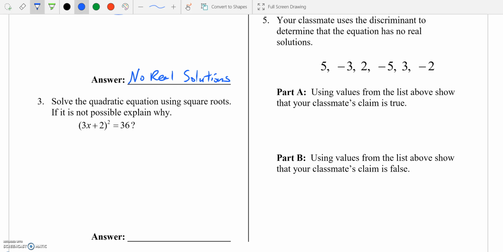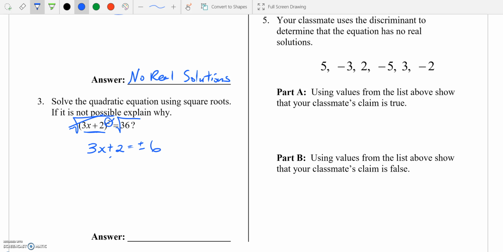Number three, solve the quadratic equation using square roots. So this time I still have a square. I also have stuff inside of a parentheses. Before I get rid of the parentheses, I have to deal with the square. So we're going to start by square rooting both sides. So again, those cancel out. Leaves us with 3x plus 2 is equal to plus or minus. Every time we take the square root, we get plus or minus. Square root of 36 is 6.